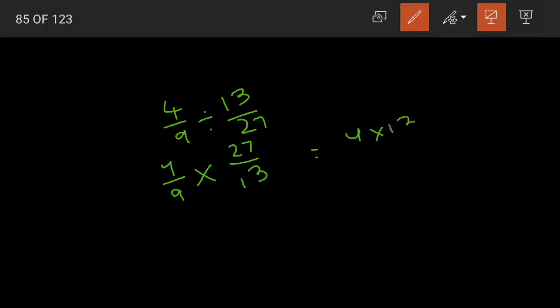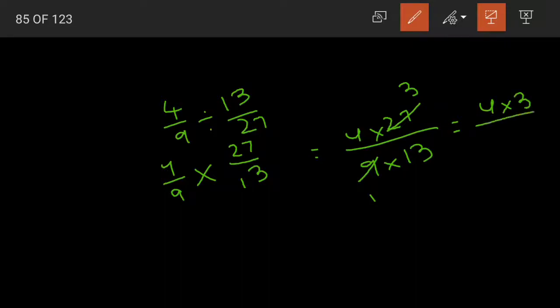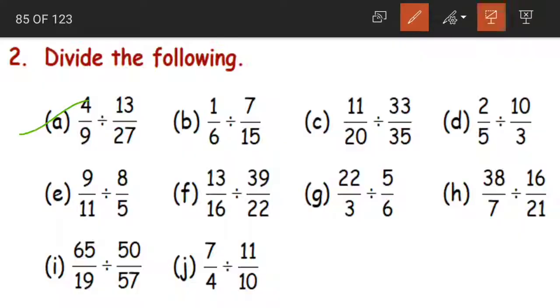Yes, so it will be 4 into 27, right? 4 into 27 divided by 9 into 13. 9 ones are 9, 9 threes are 27. So in the numerator, we have 4 into 3. In the denominator, we have 1 into 13. 4 threes are 12 divided by 1 13s are 13. So 12 by 13 is our final answer. Coming to question B, 1 by 6 divided by 7 by 15.